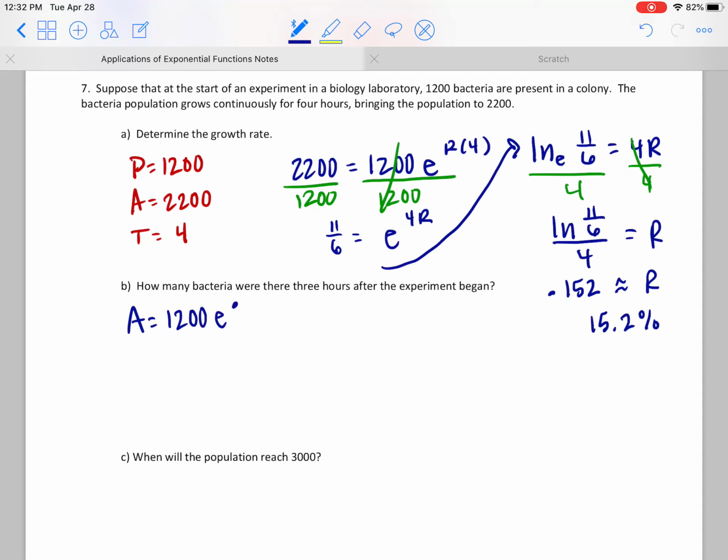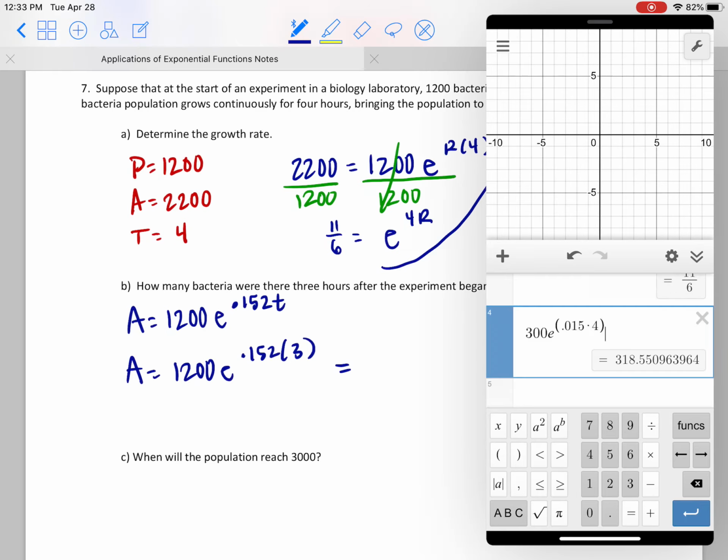So now it says, how many bacteria were there 3 hours after the population begins? So now that we have R, we technically have a formula for this situation. The formula says that any final amount is going to be 1200 times e to the r we calculated, 0.152, so it's 0.152 times t. So this would be the particular equation for this scenario, where the beginning amount of 1200 isn't going to change, and that rate isn't going to change, right? But time could vary, and the final amount could vary based on that time.